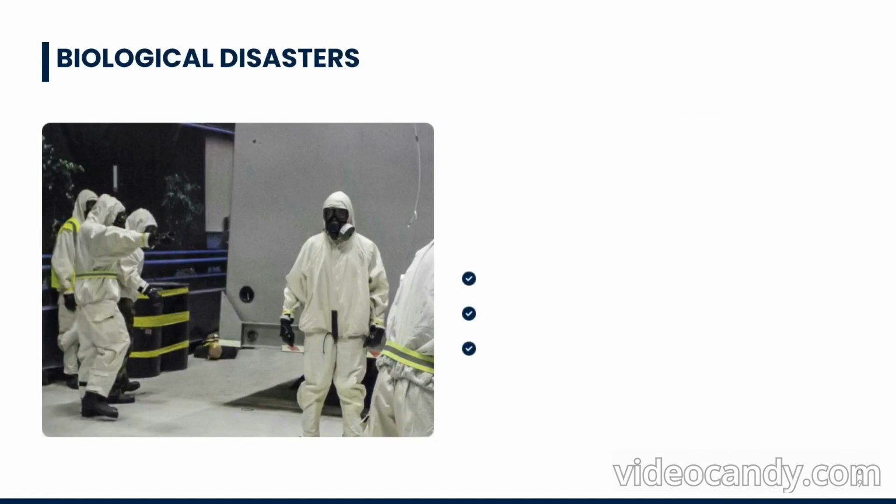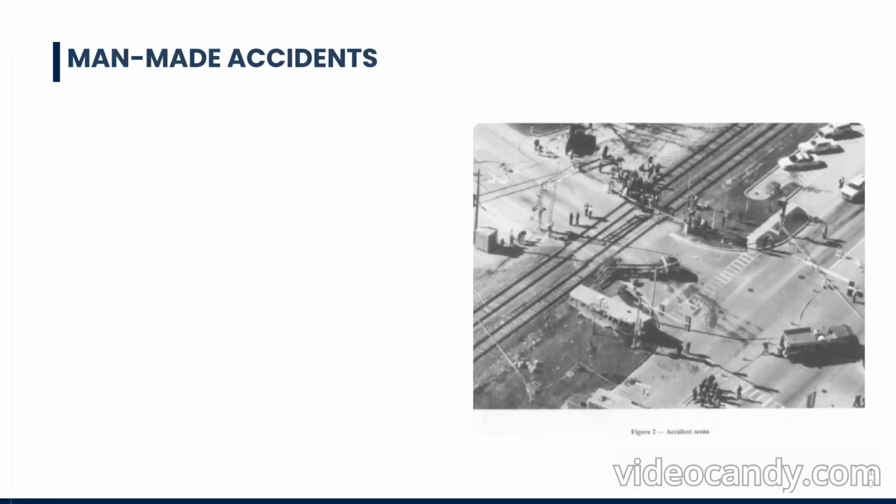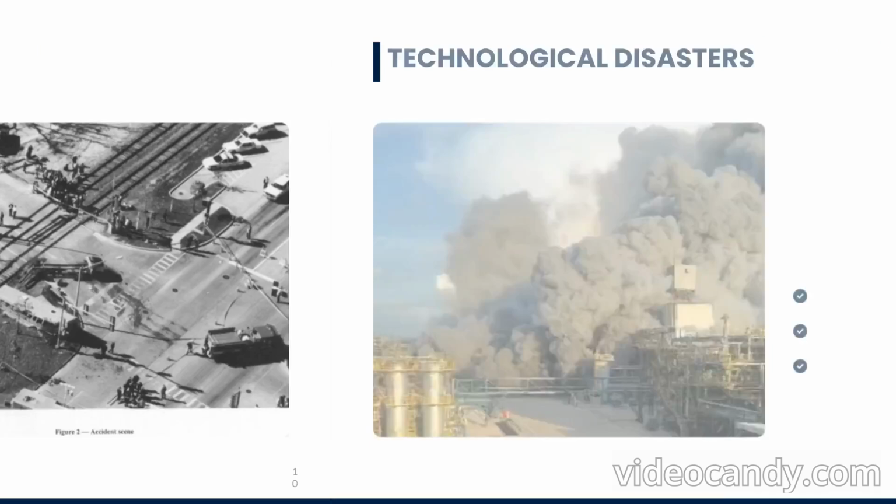Biological disasters include epidemics and pandemics, which are widespread outbreaks of infectious diseases like COVID-19, exceeding the healthcare system's capacity. Response requires social distancing, massive vaccination, and immunization. Man-made accidents, often occurring on road, rail, and air networks, result from human error or mechanical failure, leading to mass casualty events. Common features include the immediate need for firefighting, urgent medical triage, and crowd control.